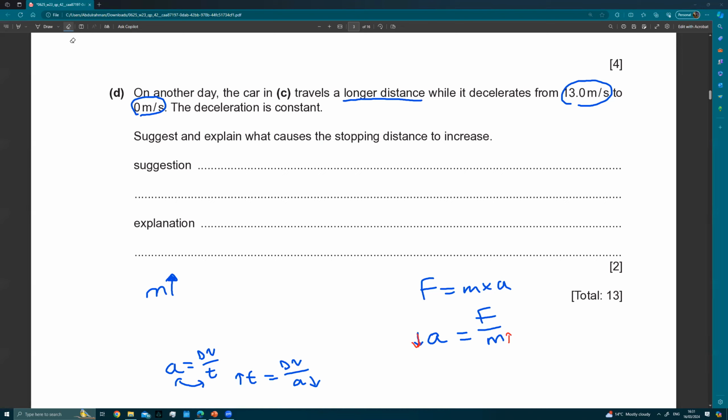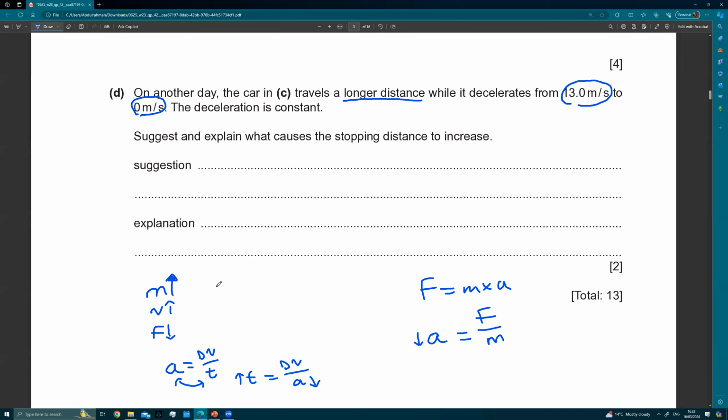Now, I'm not going to do it for all of the factors that impact stopping distance, because the aim is just to finish the past paper. We could say that a larger mass will increase the stopping distance. We could say that a larger velocity will increase the stopping distance. We could say that if there's less friction, so a smaller force. And what could cause less friction? Well, maybe if the road is gravel instead of tarmac, for example, or maybe it's wet because it's raining. So anything that might decrease the friction will increase the stopping distance.